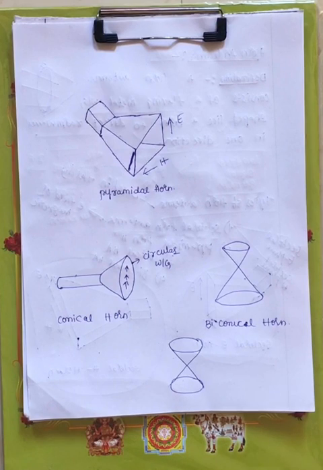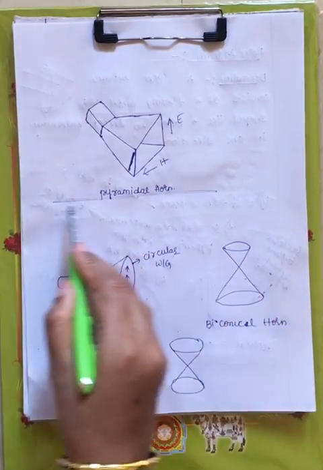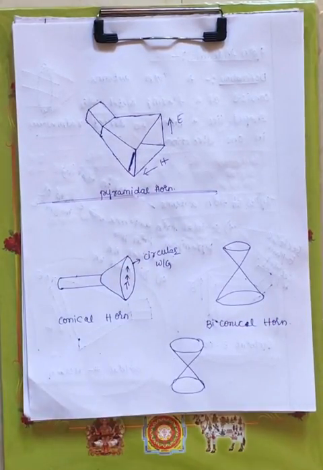Here flaring is done in both the electric field direction and the magnetic field direction. Whereas under the sectoral horn antenna flaring is done in only one direction, in the pyramidal horn antenna flaring is done in both directions, with respect to the electric field direction and the magnetic field direction. This is the structure of the pyramidal horn antenna, your second type of horn antenna.